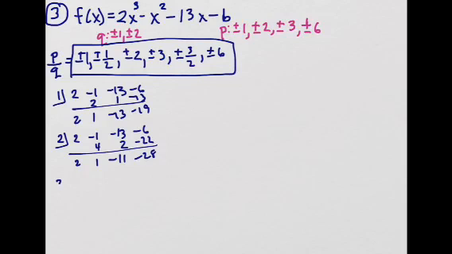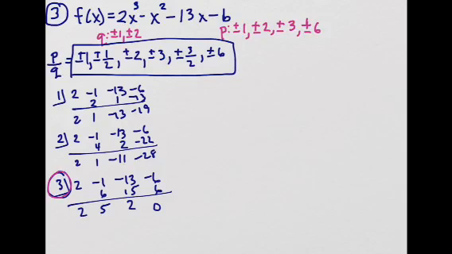Okay, then I'll try 3. 2, negative 1, negative 13, negative 6. That gives you, bring down the 2, 6, and then 5, 15, then 2 and 6, and this one worked. Okay, so this one works. And so now, what does that mean? I've got the remainder 0, and I've got 2, 5, 2, which represents 2x squared plus 5x plus 2. And so I've got to factor that polynomial further.